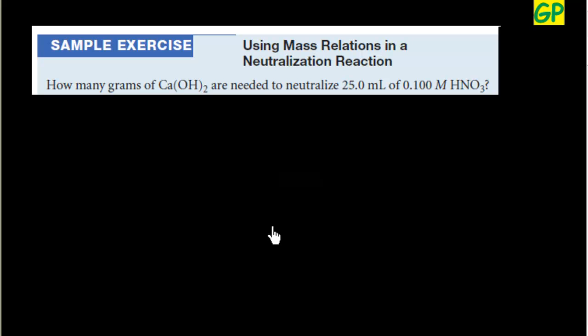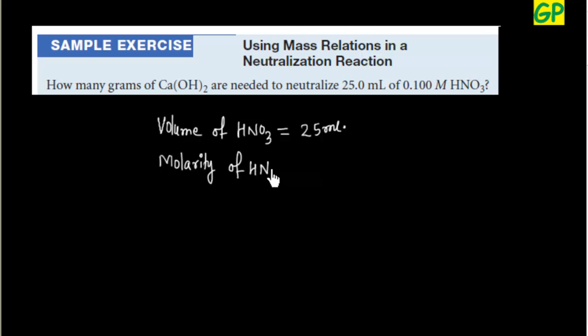This exercise illustrates mass relations in neutralization reactions. The question says: how many grams of calcium hydroxide are needed to neutralize 25 ml of 0.1 M HNO3? So what are the givens? We have been given the volume of HNO3, which is 25 ml, and the molarity of HNO3 is also given, which is 0.1 M.